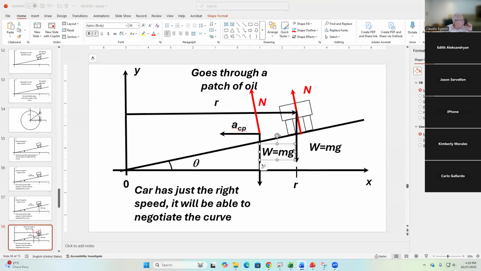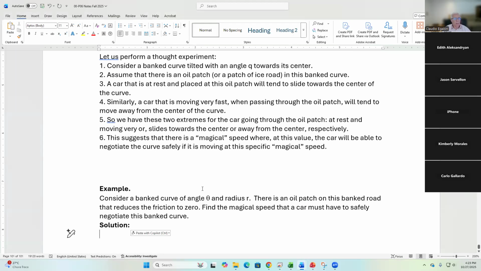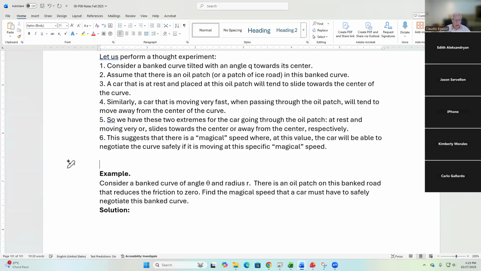And I can write down here an example. Consider a banked curve of angle theta and radius r. There is an oil patch on this banked curve that reduces the friction to 0. Find the magical speed that a car must have to safely negotiate this banked curve.